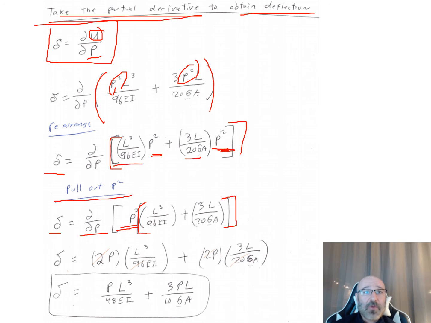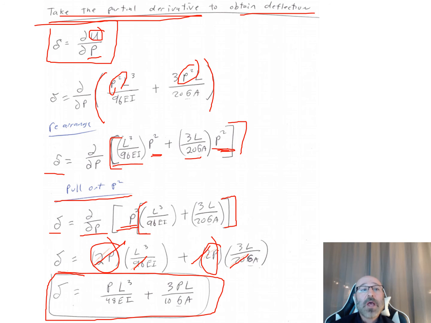So now the next step, we can reduce it down a little bit more and simplify it. So we can pull out a couple more variables, and we can deal with this. Once we take our partial of this, our P squared becomes a 2P. P squared becomes 2P. So there's our 2P, there's our 2P after we've taken the partial with respect to P. So the 2 cancels with the 96, the 2 cancels with the 20 down there, and says that our delta is equal to PL cubed over 48 EI when we cancel out the 2 after our partial, plus 3PL over 10GA when we cancel the 20 with the 2. So this is our relationship now for delta.